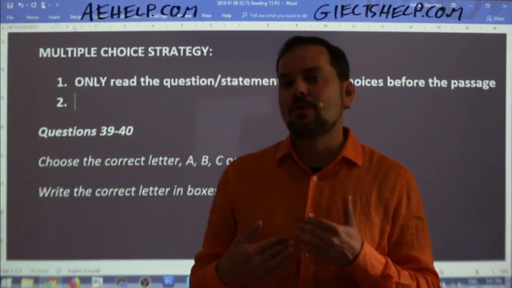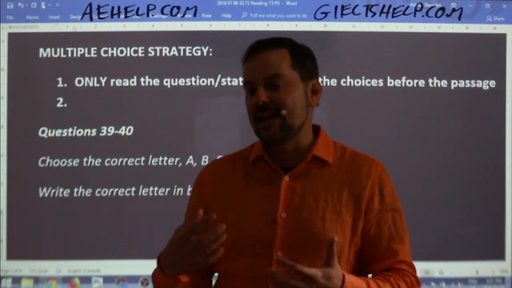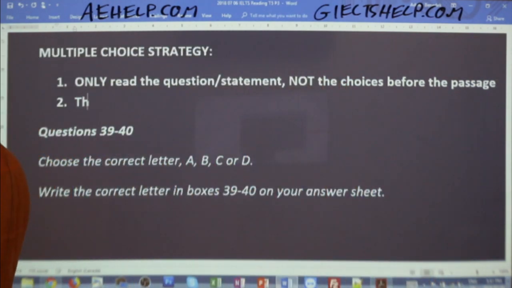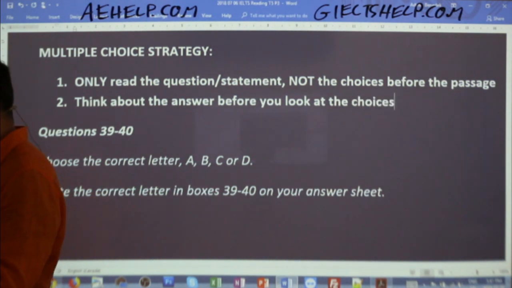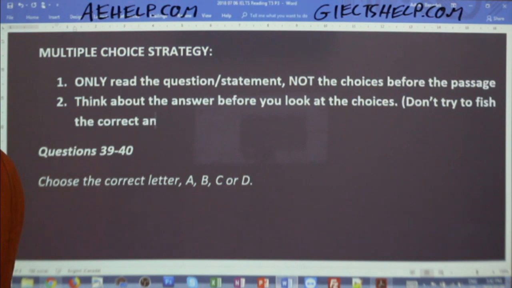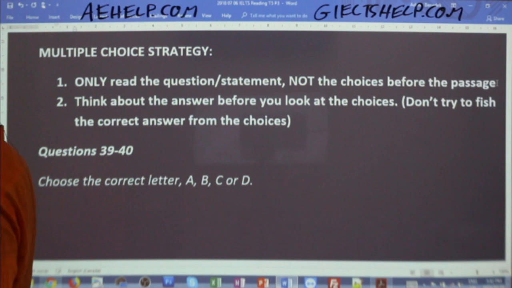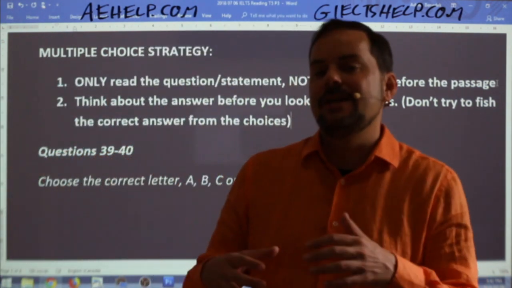When you're doing these questions, don't look at the choices without thinking about the answer, okay? So think about the answer before you look at the choices. It's very important. Put this another way: don't try to fish the correct answer from the choices. That's kind of a last resort. So that's the last thing if you're really stuck. You can do it, but otherwise don't do that.